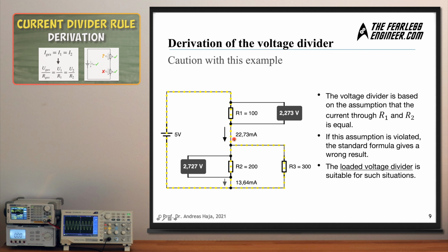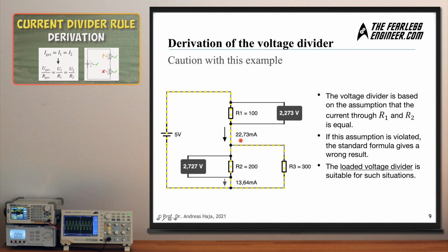And this is because the current through the two resistors, the topmost and the bottom resistor, is not identical. The current through the first resistor is at 22.73 milliamps, but the current through resistor number 2 is only at 13.64 milliamps, because the rest is flowing through this third resistor which has been placed in parallel. And this is a violation of the equations which we have set up in order to derive the voltage divider. This states the equality between I1, I2 and I total. This enabled us to arrive at the overall resistance value and also at the formula which we derived. But in this case, this is clearly violated.